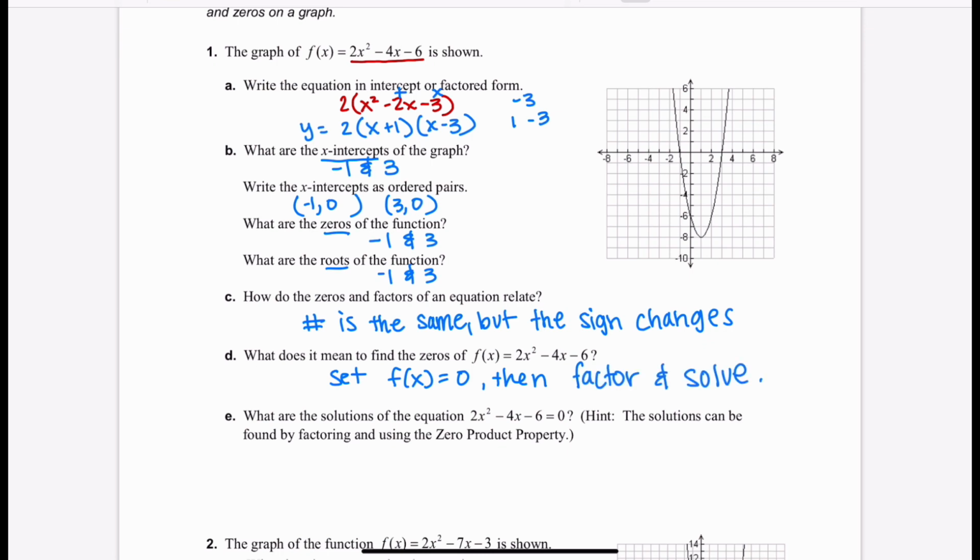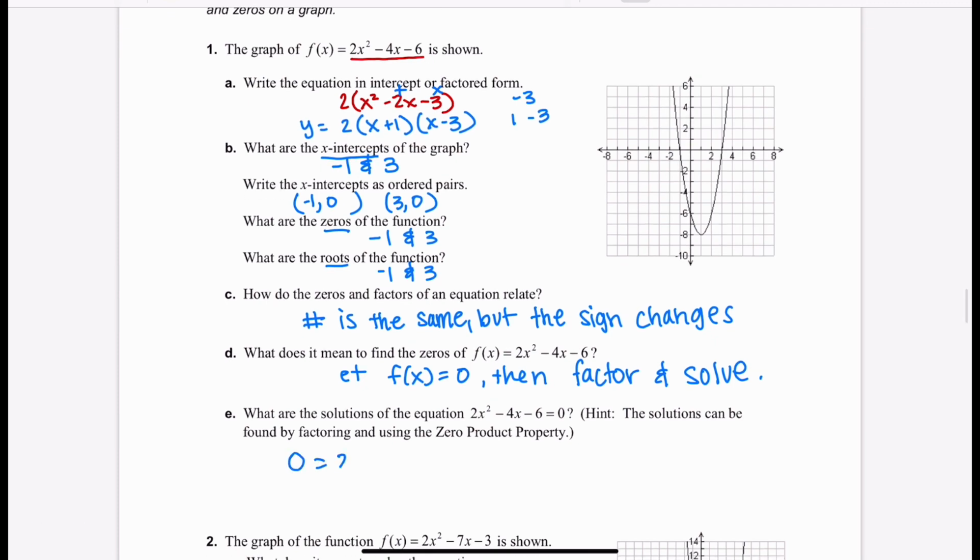Now, when we're looking at solutions, what are the solutions of the equation 2x squared minus 4x minus 6? What we're doing is we're setting a 0 in here, but we want to take this factored form. So we're going to say 0 equals 2 times x plus 1 times x minus 3. Then we're going to set each piece equal to 0: x plus 1 equals 0, and x minus 3 equals 0. We subtract 1 from both sides, and x equals negative 1. We add 3 to both sides, and x will equal 3.